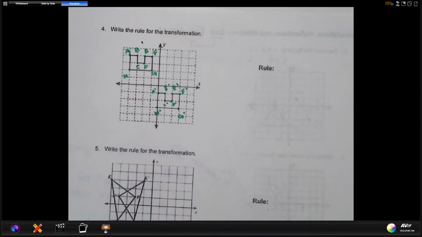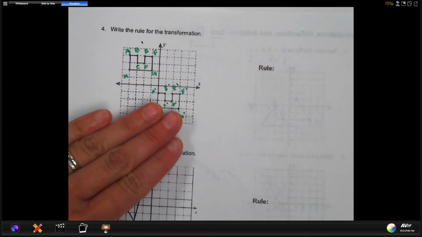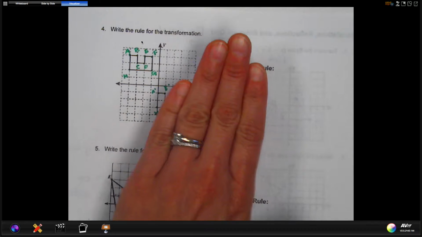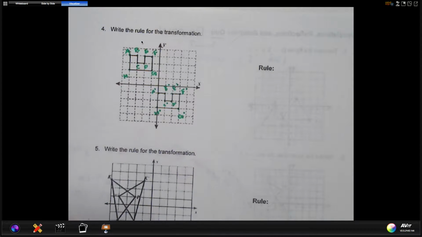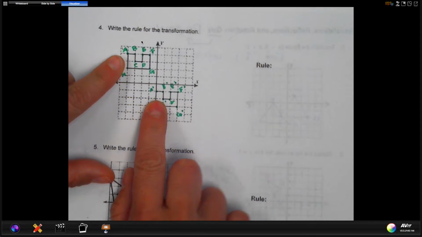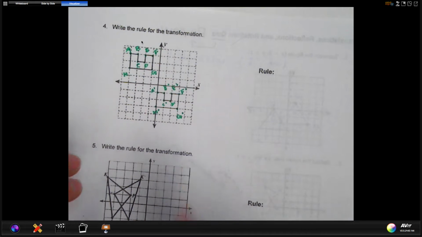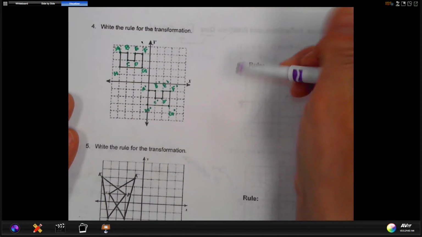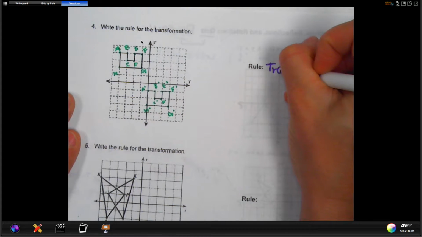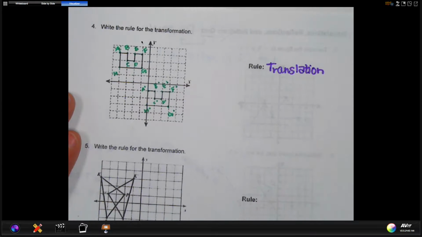To get to the second figure, what had to happen? Does it appear as though we slid this figure, flipped the figure, or turned the figure? And you can see that because of the labels here, it must have been a slide. So the slide means that the rule is going to start with the vocabulary word translation. We know it's a translation. And then we have to tell how far, okay?